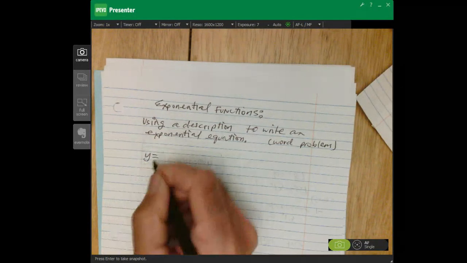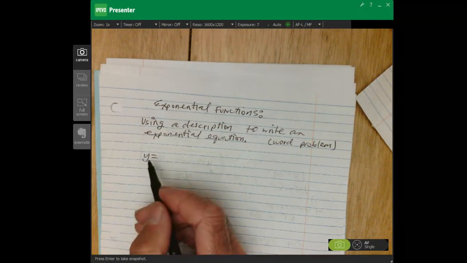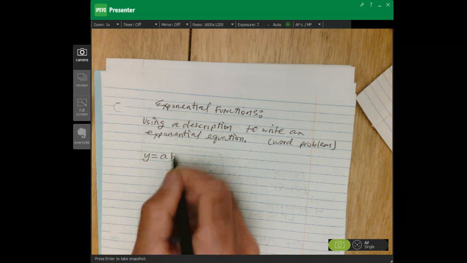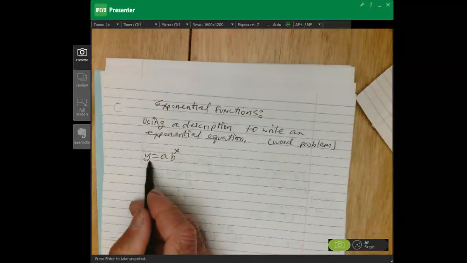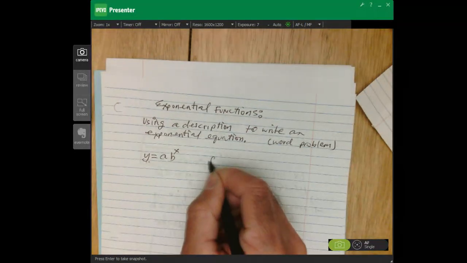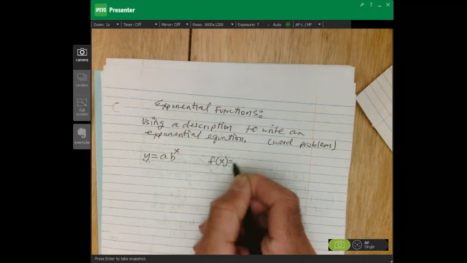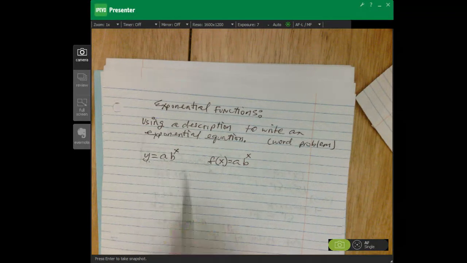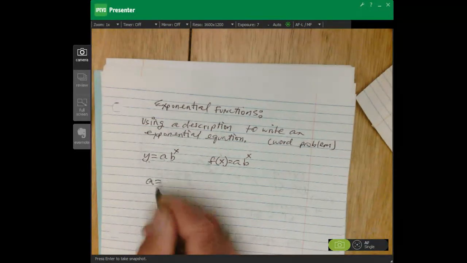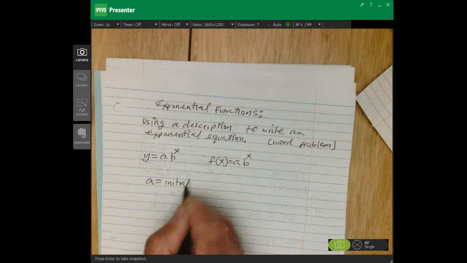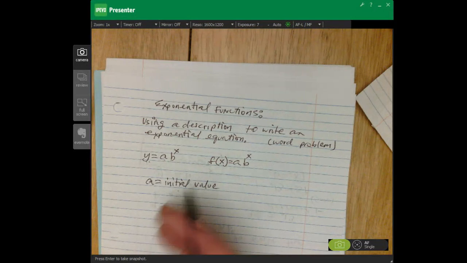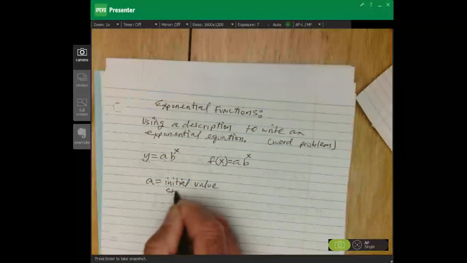And so a couple of things you want to make sure before we even start that you understand. First of all, you absolutely need to know what an exponential function looks like. It's going to be in this format: a times b to the x, and it can be written either with a y like this, or in function notation. Now, a is just your initial value. So basically that means the number or the value that you're starting with.